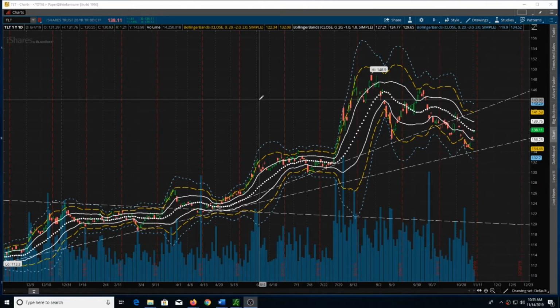So it's not so much about me trying to predict where this is going to go as it is me trying to show you how the indicators work.